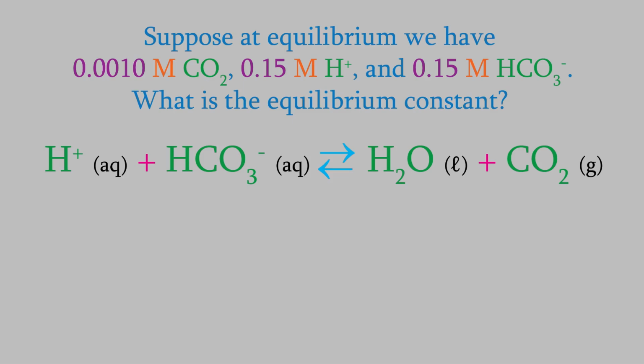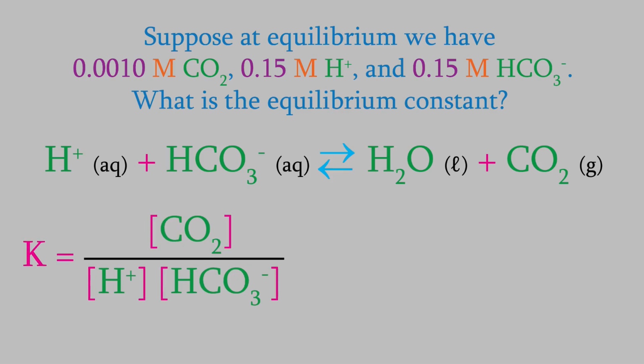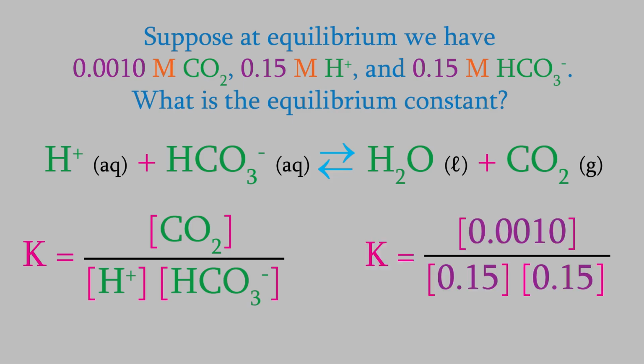We just need to write out the equilibrium expression, which is products over reactants, each raised to the appropriate power. We saw several examples like this in the previous two videos, so you might want to watch those if you haven't already seen them. If you did see those videos, you know that we don't usually include pure liquids or solids in the equilibrium expression, so we'll leave water out of our formula. That means we have CO2 in the numerator and hydrogen and bicarbonate ions in the denominator. We can plug in the concentrations we were given in the question, and when we solve the formula, we get a value of 0.044 for K.